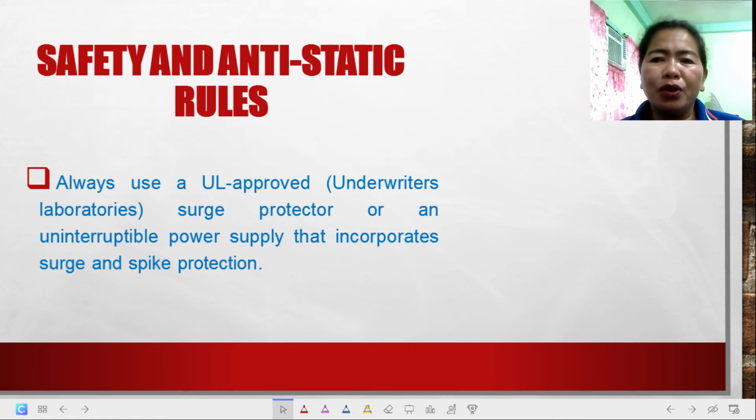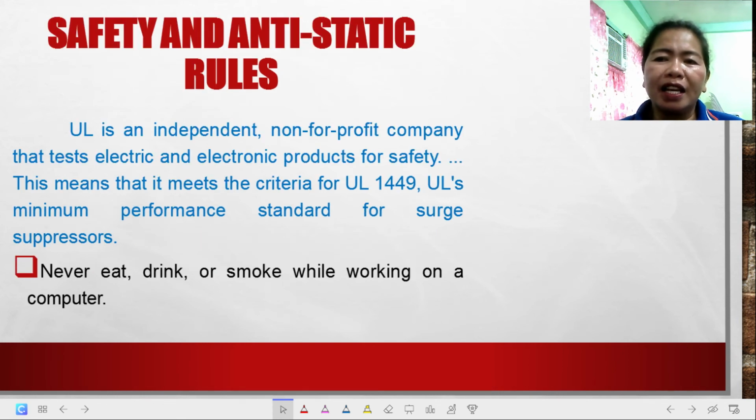What is meant by UL approved? When we say UL approved, it is an independent, non-profit company that tests electric and electronic products for safety. So they are the agency that tests the electric and electronic products for safety purposes. And that means Underwriters Laboratories. That is the meaning of the acronym UL.